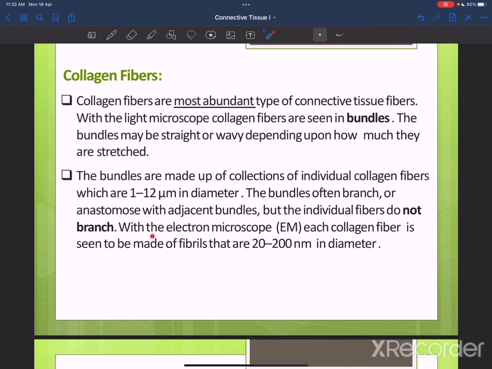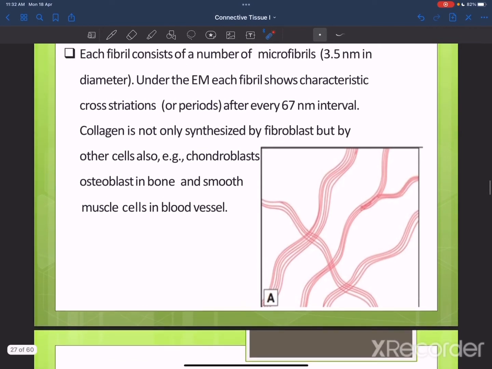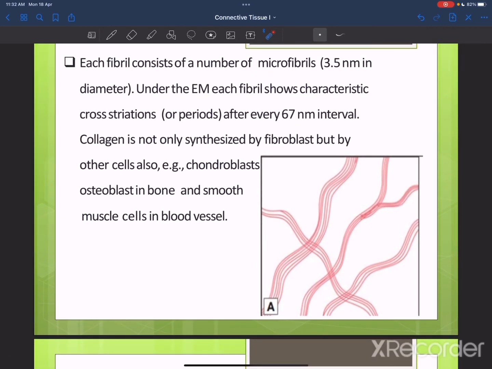With the electron microscope, each collagen fiber is seen to be made of fibrils that are 20 to 200 nanometer in diameter. Each fibril consists of a number of microfibrils. Under the electron microscope, the fibrils show characteristic cross striation or periods, which shows after every 67 nanometer interval.